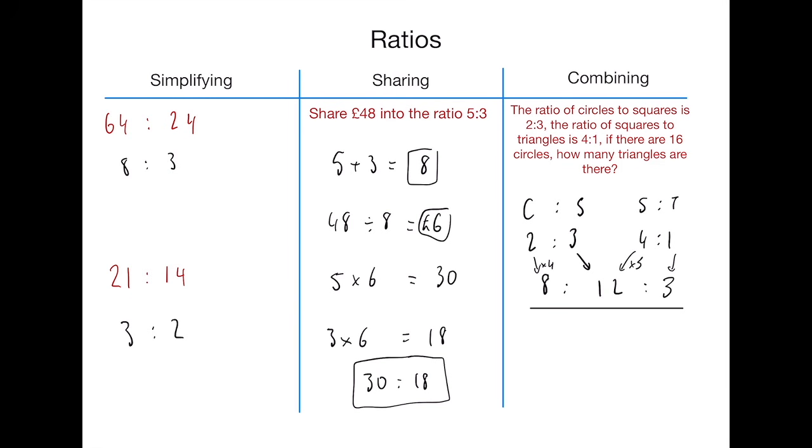And if there are 16 circles, how many triangles will there be? Now, if 8 is the ratio, and that represents 16 circles, then each unit of the ratio must represent 2 shapes. So the number of triangles must be 6, because 3 multiplied by 2 would get us to 6.